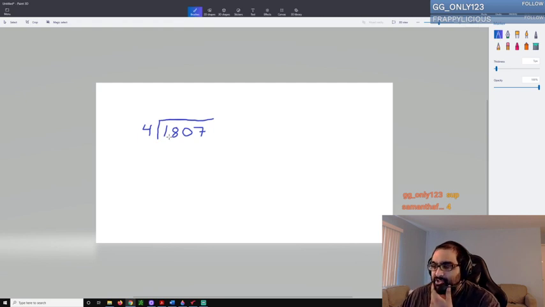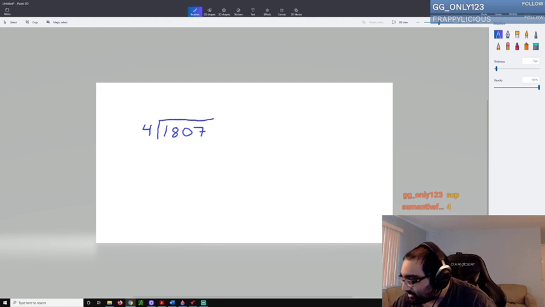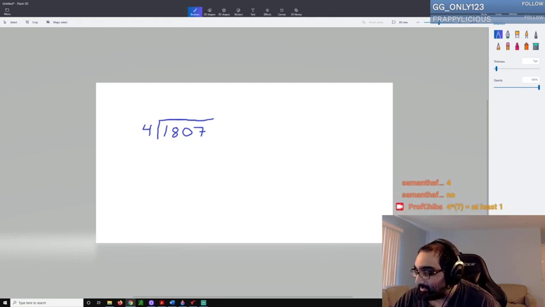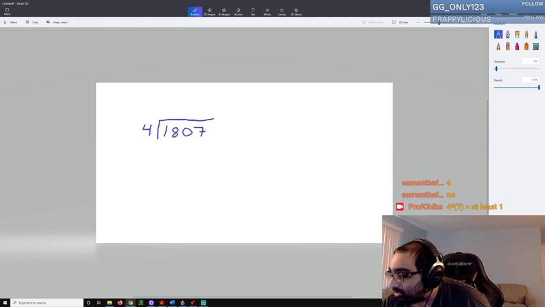Hmm, 4 times? Does 4 go into 1? Think about it. So basically, let me answer this quick. Okay, I can see what the source of confusion is. So think of it this way, right? What you're answering here is 4 times something is equal to at least 1. This is kind of like the question you're answering. 4 times something is at least 1.